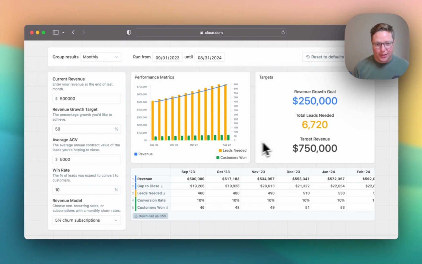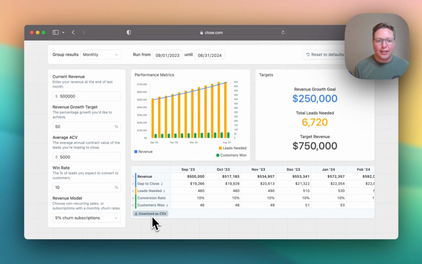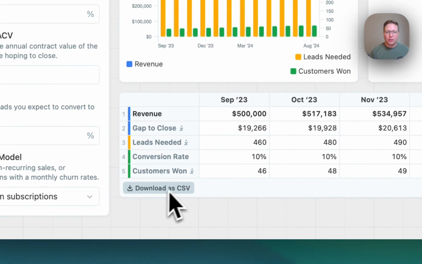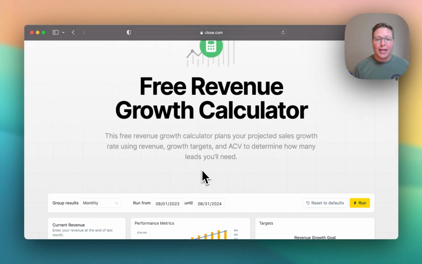And of course, what makes this calculator very helpful is that you can export this to CSV, so you can put this into any other model or simulations that you are putting together for you and your team. That is our free revenue growth calculator. You can access it at close.com/tools.